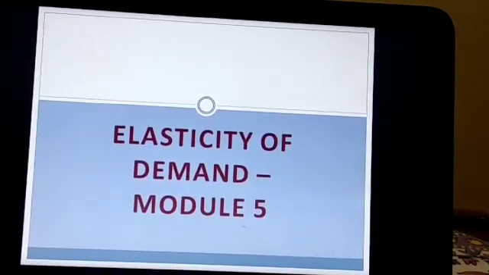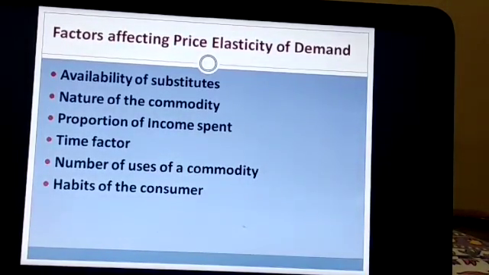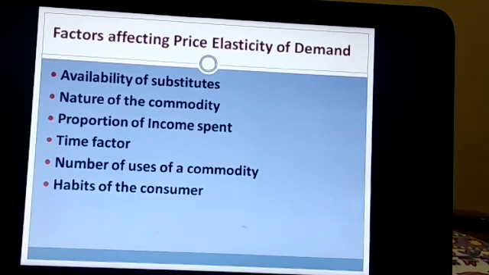Good morning, students. This is your fifth module of elasticity of demand. In the last modules, we have covered the methods of measuring price elasticity of demand. That is the total expenditure method, the percentage method, and the geometric method. Today, we are going to deal with the topic factors that affect price elasticity of demand, or in other words, the determinants of price elasticity of demand.